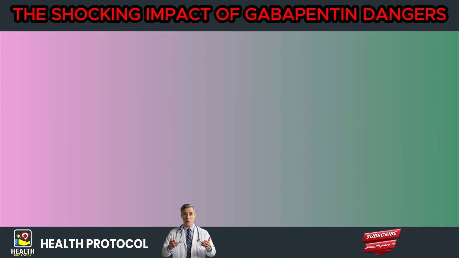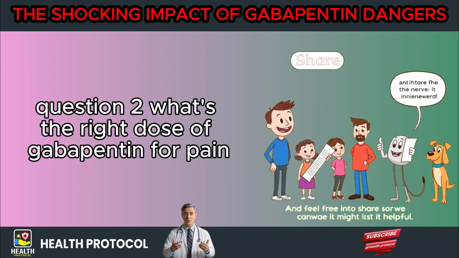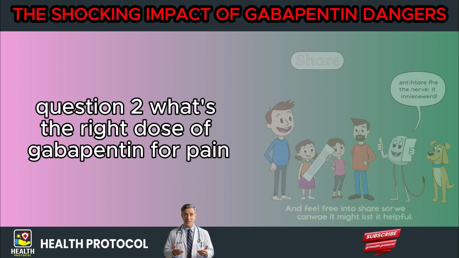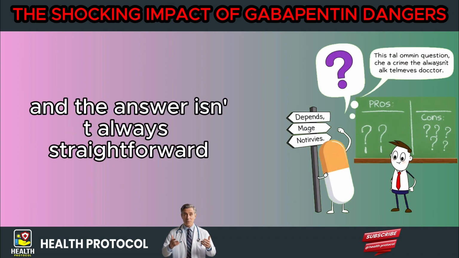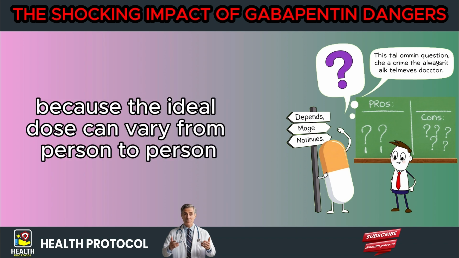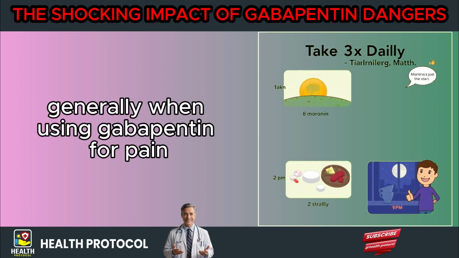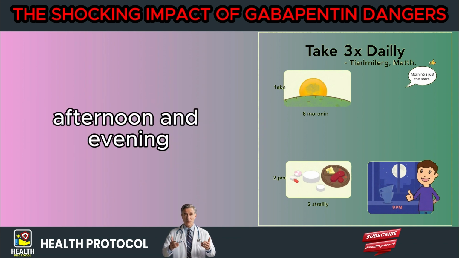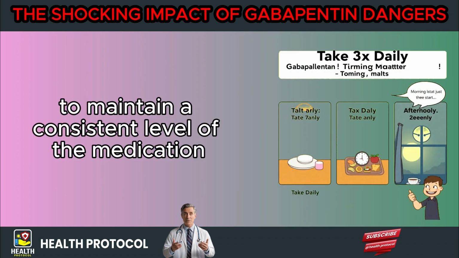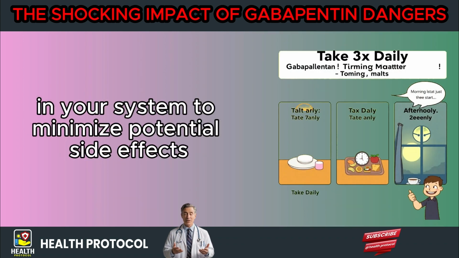Question 2. What's the right dose of gabapentin for pain? This is a really common question, and the answer isn't always straightforward because the ideal dose can vary from person to person. Generally, when using gabapentin for pain, the goal is to take it 3 times a day, in the morning, afternoon, and evening, to maintain a consistent level of the medication in your system.